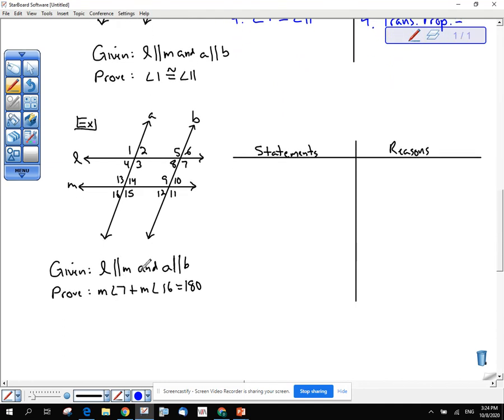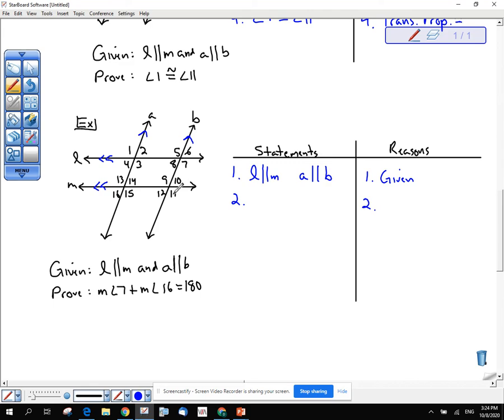Lastly, L is parallel to M. And A is parallel to B, which is given. I'm going to mark that true on my diagram. And now we want to show that 7 and 16 are supplementary. Angle 7 plus angle 16 adds up to 180. Okay? Now again, where do we go? Well, here's where my thoughts go.